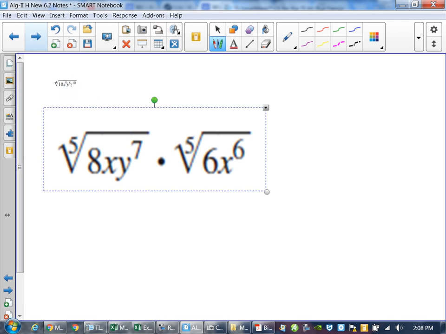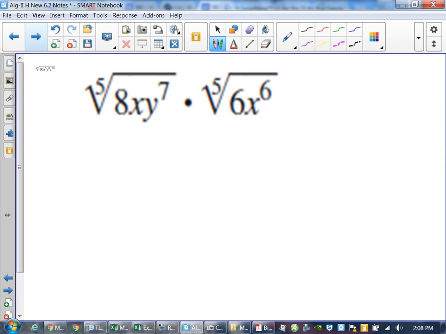So what do you think is going to happen when you start to multiply them together? Foil? What are you foiling? Do you see a binomial here? Yes.